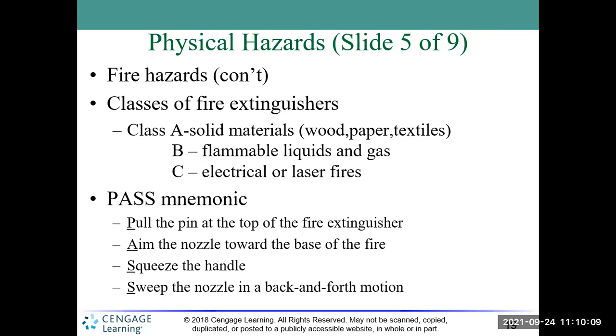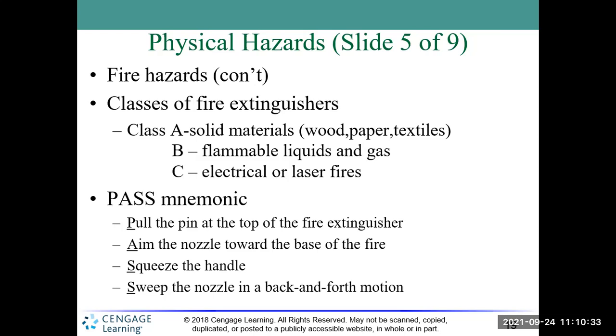B is a powder inside that extinguisher. And so that's for anything flammable, liquids, gas, that water and gas doesn't mix in that way, and flammable liquids as well. So that's why the B extinguishers have a powder component inside that is going to help to extinguish the fire.